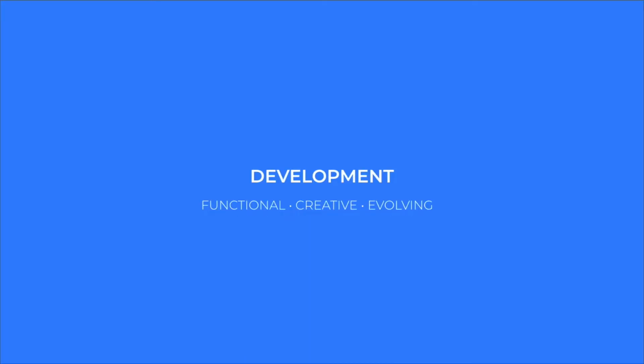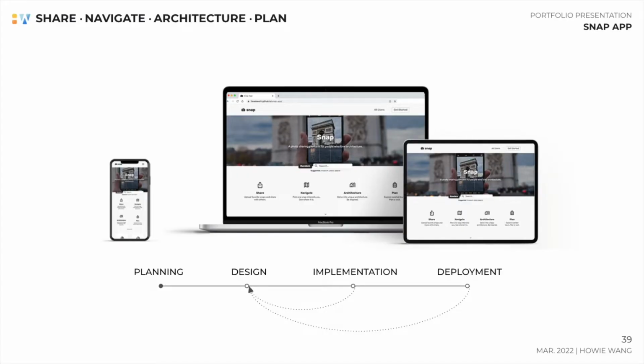Okay, the second one is a snap app, which is focused on the development. So for me, development means functional, creative, which means we need to think about the chunks of code, how to optimize it, and also which means involving this development need. The final production code needs to go over rounds and rounds of iterations. And Snap App is an application.